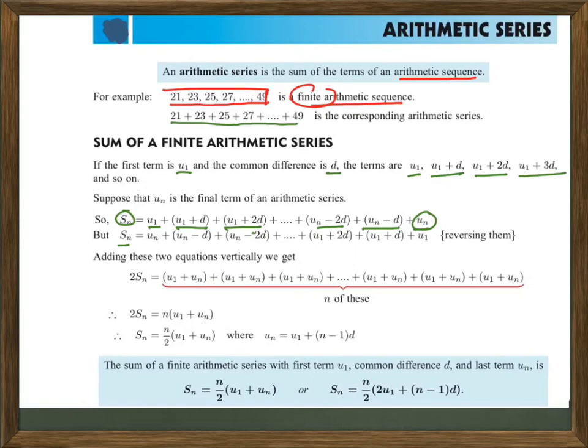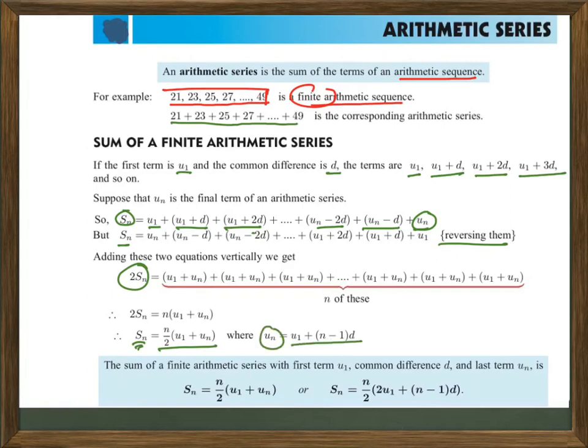Just reverse them and sum both equations, and we can find the value of Sn. Sn is n by 2 into (u1 plus un). So first term plus last term, n by 2 into first term plus last term. So what is the un?